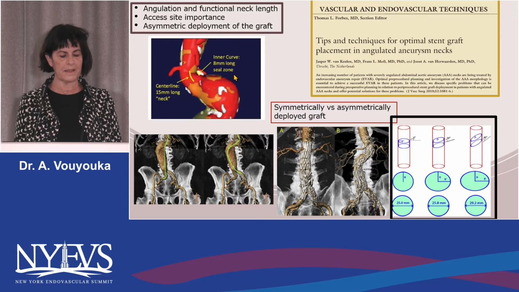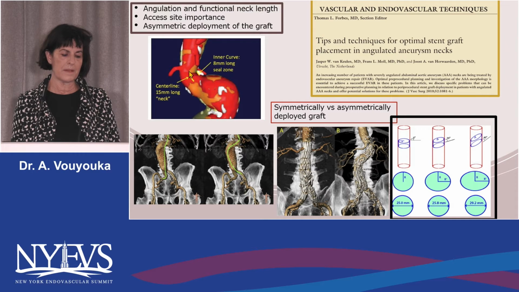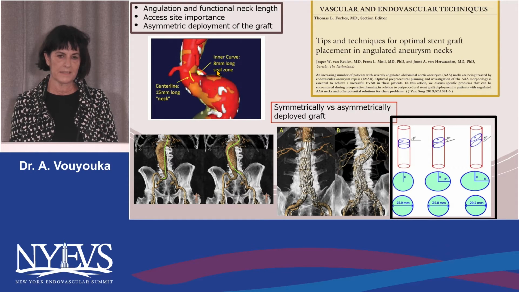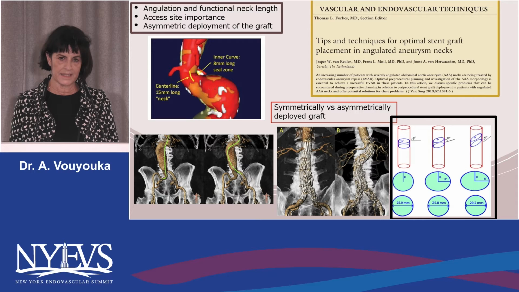This is a 3D reconstruction of a very angulated neck in an aneurysm. You see the length of the neck is 15 millimeters by central line, but only 8 millimeters in the inner curve, and that also affects negatively the total length of the functional neck, which is what counts to have a good seal. Therefore, during a procedure, we really need to elongate this neck and improve the length of the functional neck to have a good seal.